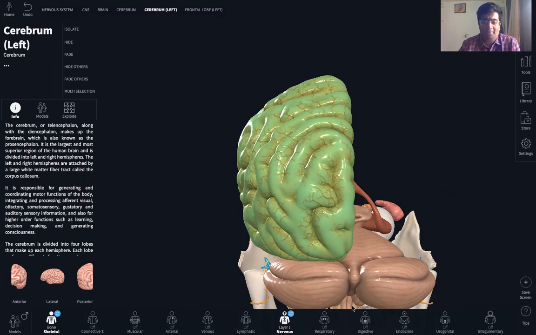Now we move on to the next part of the human brain, the next visible part rather, that is called the cerebellum.